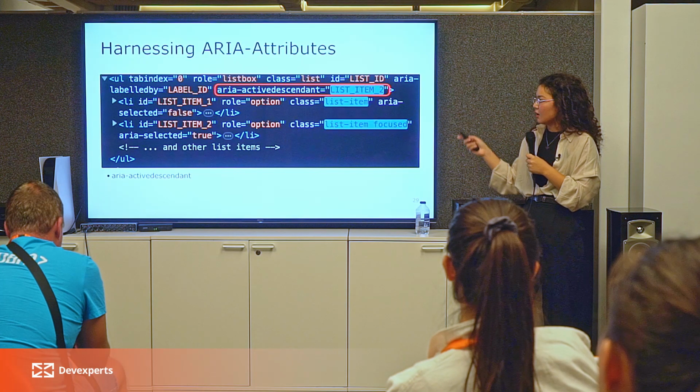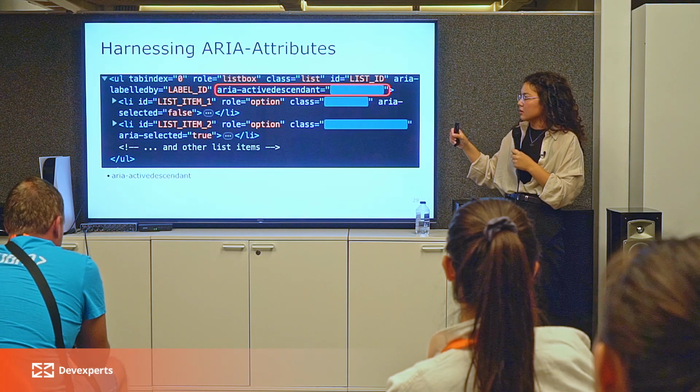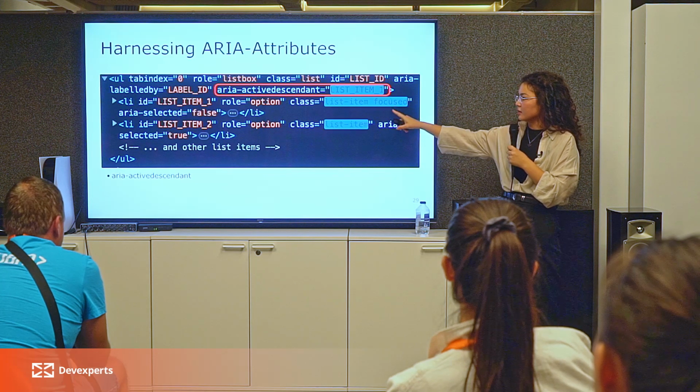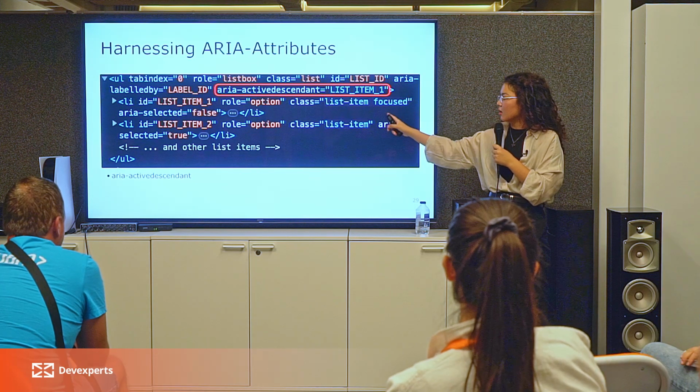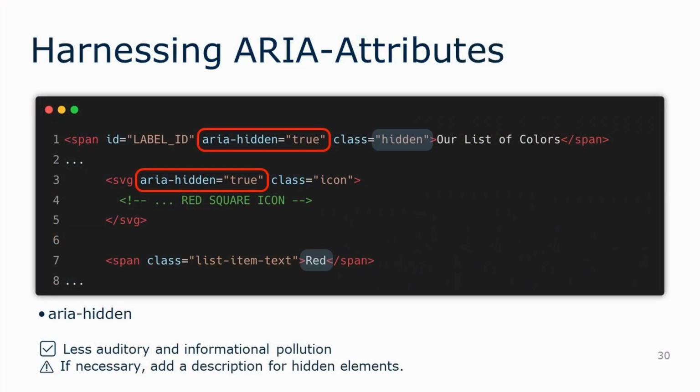So this is how it will work. As you can see, I'm here moving with arrow keys, and it is basically replacing the content of ARIA active descendant with the ID of the currently focused element.